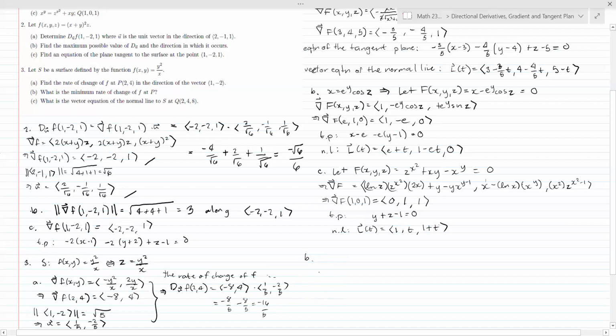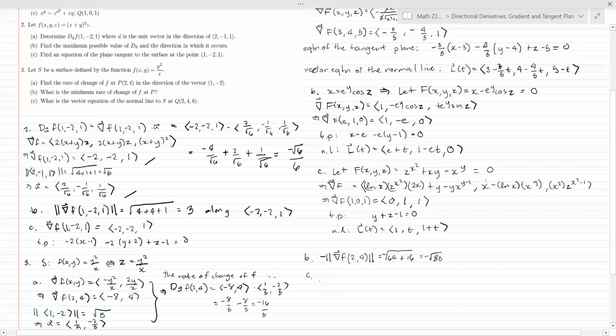B, what is the minimum rate of change of f? The minimum rate of change of f is just the negative norm of the gradient of f at that same point, (2, 4). What is the norm of (negative 8, 4)? Square root of 64 plus 16. This is the square root of 80. So this is negative square root of 80. I did not simplify it. Minimum rate of change. It is not specified which direction.